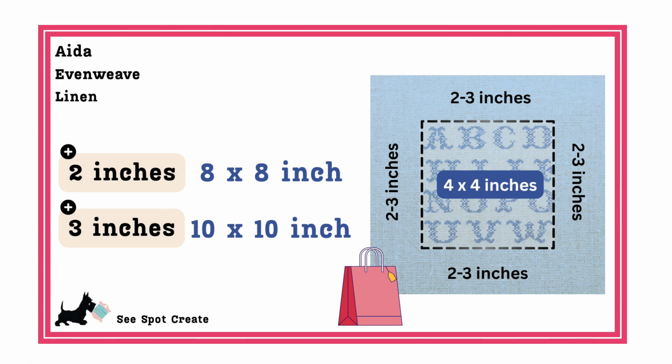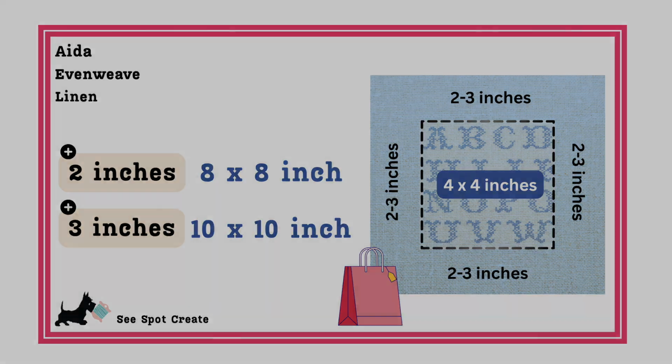So to figure out what size piece of fabric we need, we'll take the size of our design, which is 4 by 4, plus 2 inches on top and 2 inches on bottom, which equals 8. Then we'll take 4 plus 2 inches on the left side and 2 inches on the right side, and that equals 8. So if we added 2 inches, it's 8 by 8, and if we added 3 inches, it would bump it up to 10 by 10. So that's the size of the fabric you want to get.